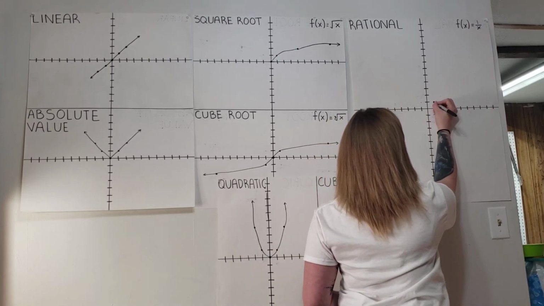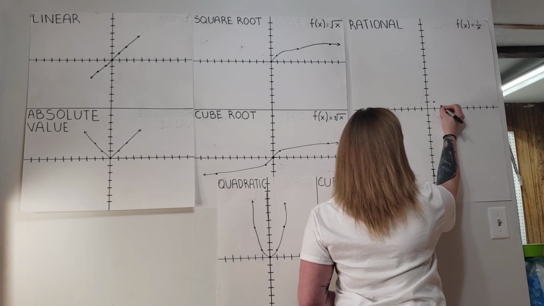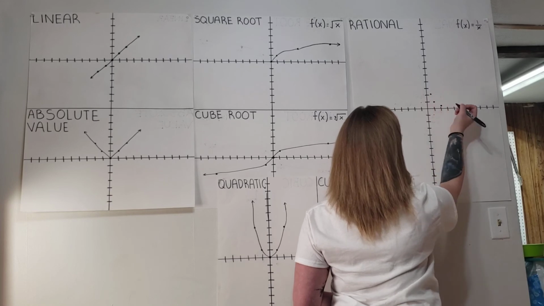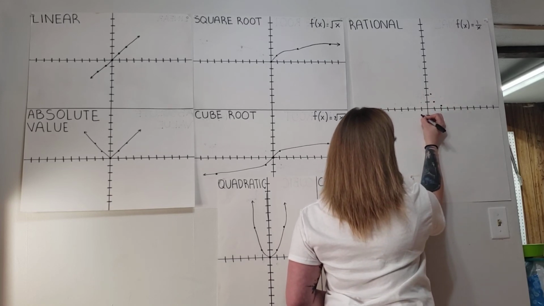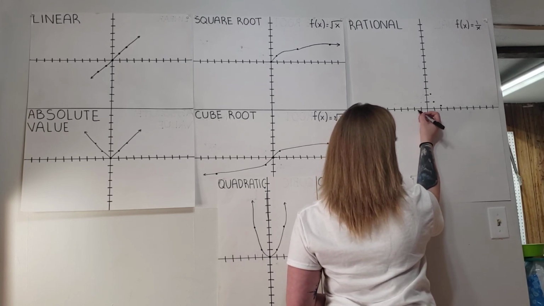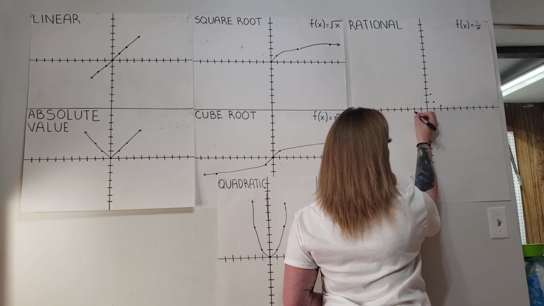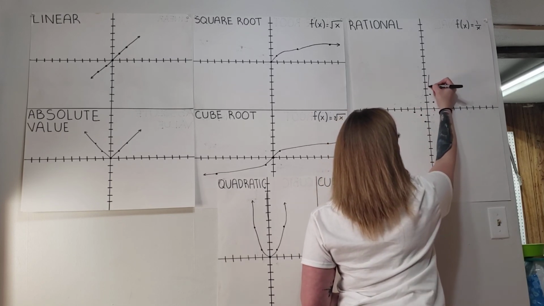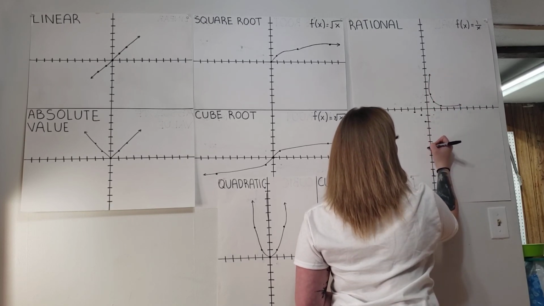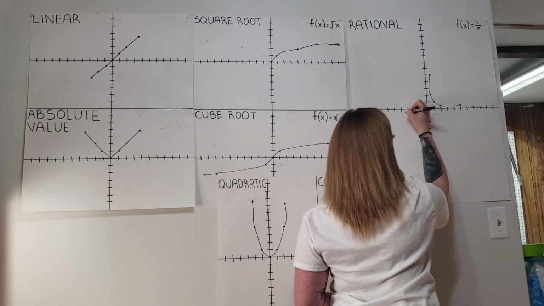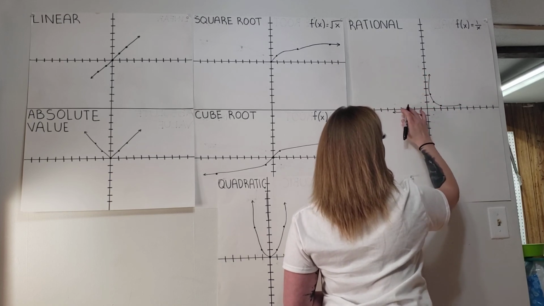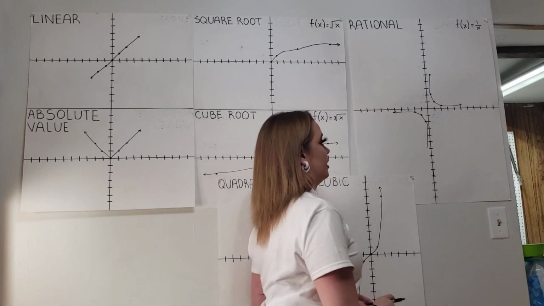So we have a point at 1, 1, 2 and a half, and 2. We have another point at negative 1, negative 1, negative a half and 2, negative 2 and a half. And as you can see, our lines come very close to touching the x-axis and the y-axis, but they never touch.